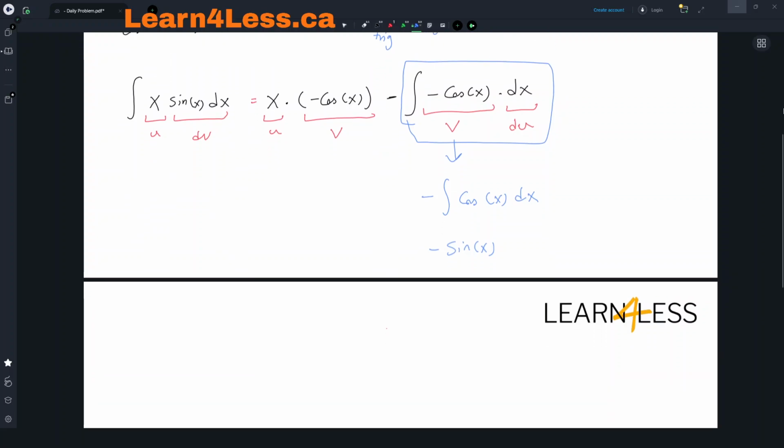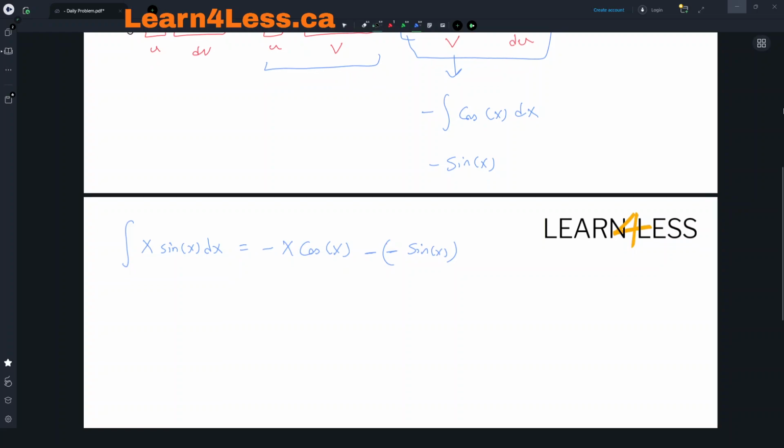So now if I want to write the answer to this integral, I just write the whole thing. The integral of x sine of x dx is equal to this part, which is x times negative cos x. I can write it as negative x cos x, minus this part, which is negative sine of x. And instead of minus negative, I can make it a plus sign. I have negative x cos x plus sine of x. And don't forget, because this is an indefinite integral, there would be a plus c at the end.